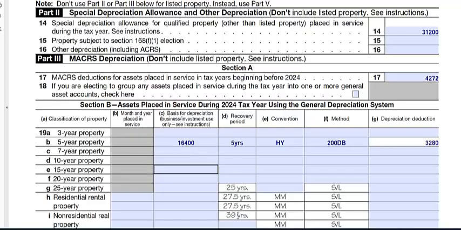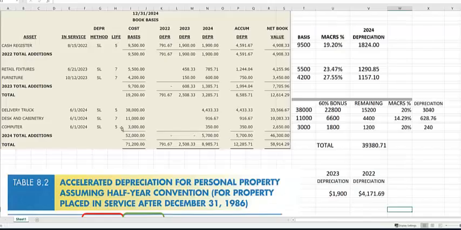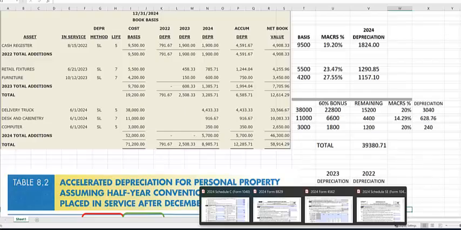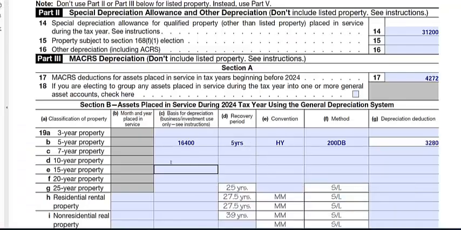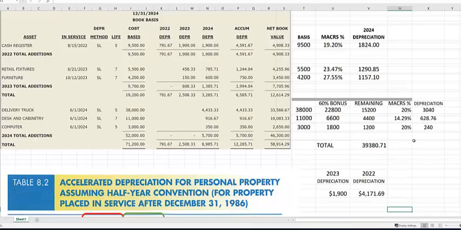We had one 7-year item. The 7-year item has a remaining basis of 4,400. It was a 7-year item with the half year, 200 declining balance. So on the 7-year line, we'll enter the 4,400 basis, the 7-year recovery period. We're going to use the half-year convention there, 200 declining balance, and the depreciation was 629.